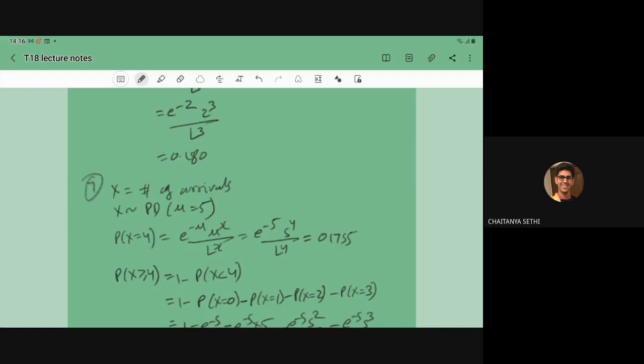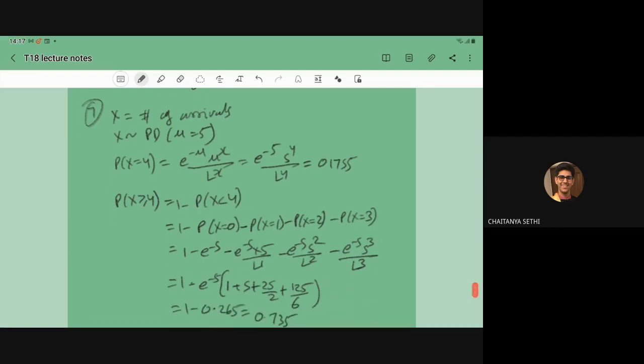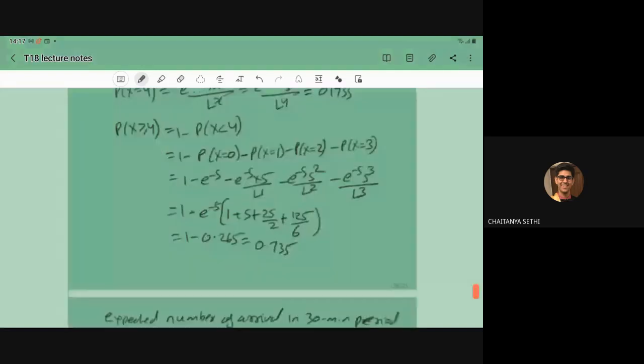When it is asked, find the probability for at least 4 arrivals. At least 4 arrivals means probability x greater than or equal to 4. So it can be written as 1 minus probability x less than 4. So x less than 4 means 1 minus probability x is equal to 0 minus probability x is equal to 1 minus probability x is equal to 2 minus probability x is equal to 3. And we know that the PDF for the Poisson distribution is e to power minus mu, mu to power x upon factorial x.